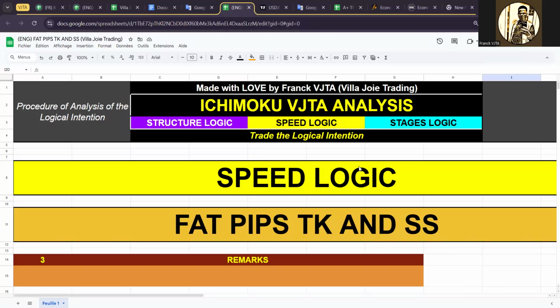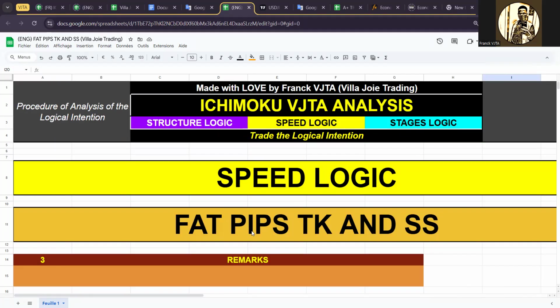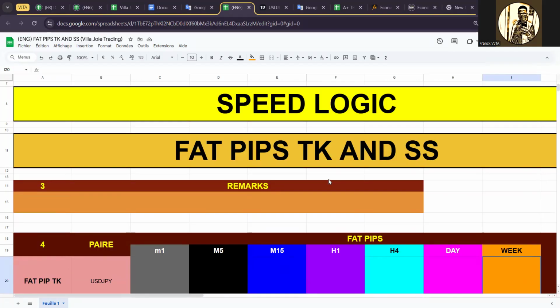Knowing the number of pips that the Tenkan has as a fat pips to do a correction or a reversal is very important to understand the speed logic. That's when you know the reversal speed. So we will calculate the Tenkan pips, the number of pips of the fat of Tenkan and SS, to know the reversal speed. Are we in a correction speed or the reversal speed?